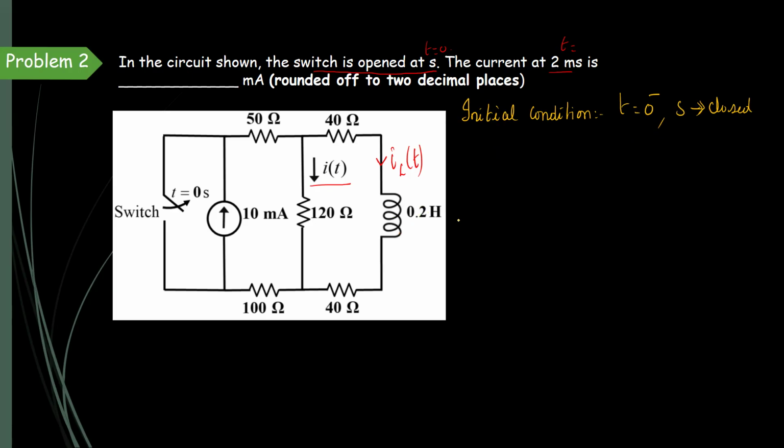When it attains the steady state condition, L becomes short circuited. So when the switch is closed, the circuit will be like this. This is short circuited, that attains the steady state. And here there is 10 milliamps. In this short circuit, the current will flow directly through the short circuit. There will be no current flowing in this direction, so this part of the circuit can be discarded. Only the full current will be flowing through this part.